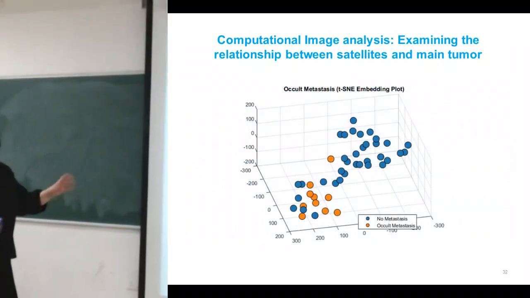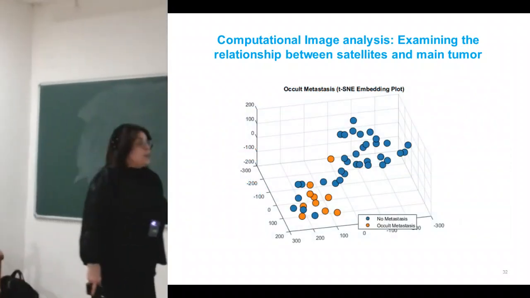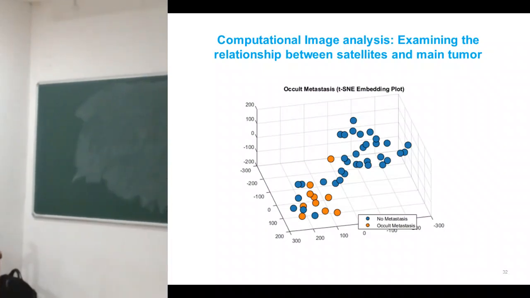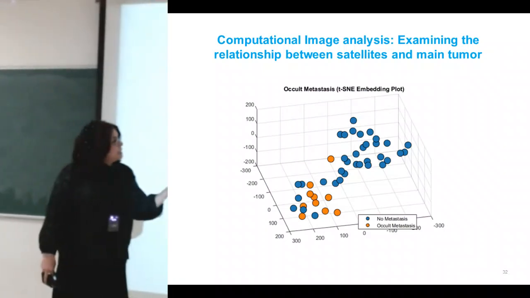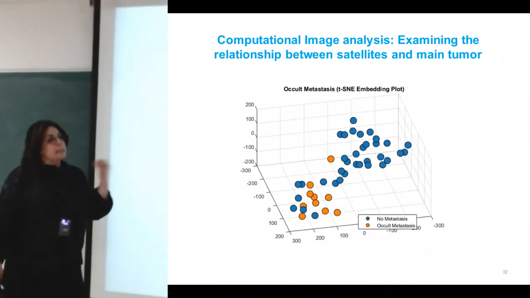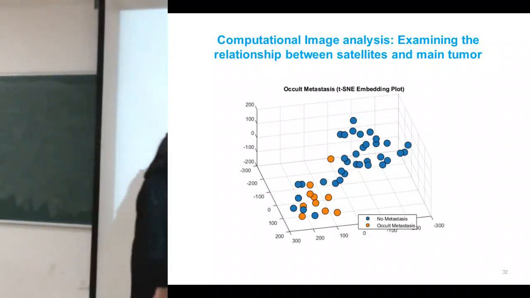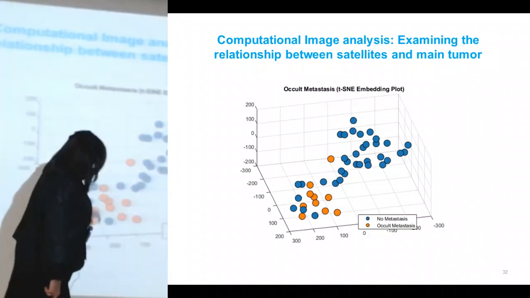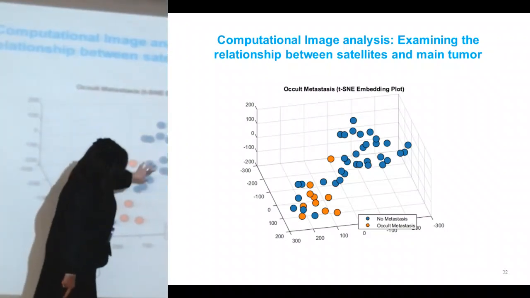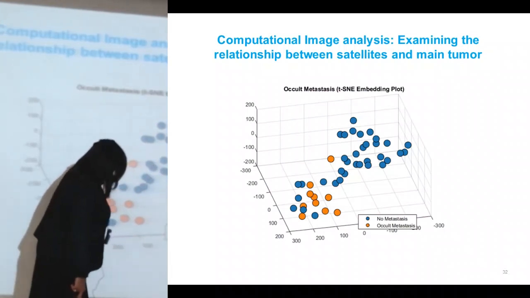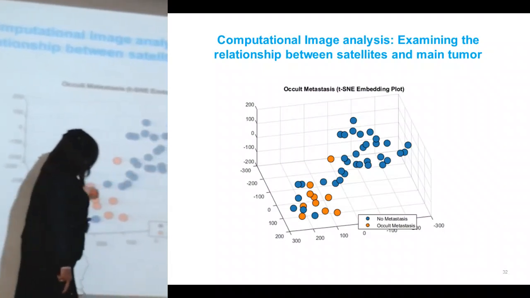Now, again, here we are looking at occult metastases. So I showed you that pattern 5 can predict. And again, occult metastases means the lymph node metastases are so small that you can't see them. You can only see them with a microscope. And here we have no occult metastases in orange. Sorry, occult metastases in orange, and blue here clumping, the orange here clumping.